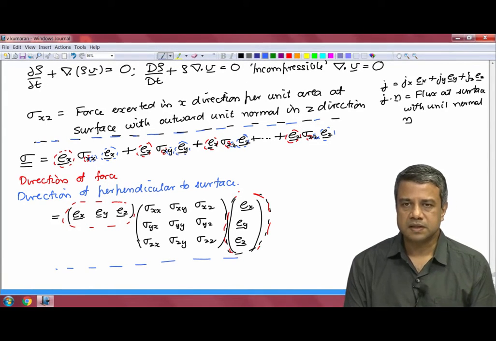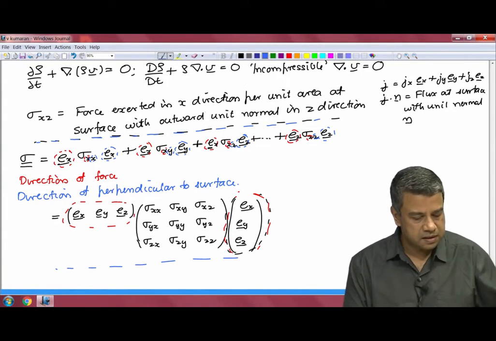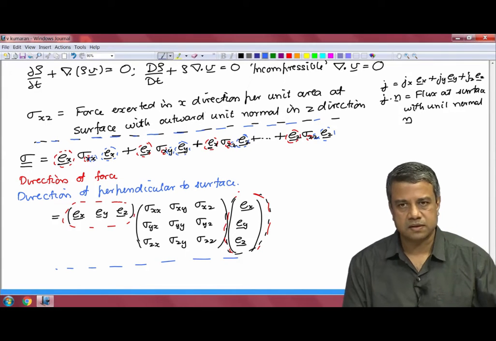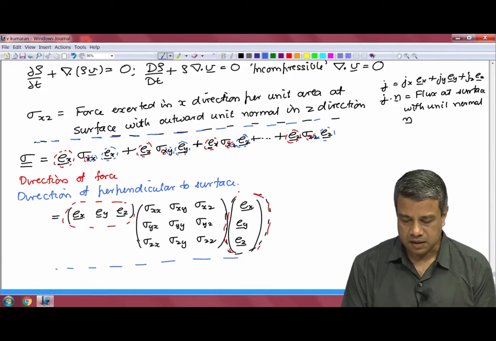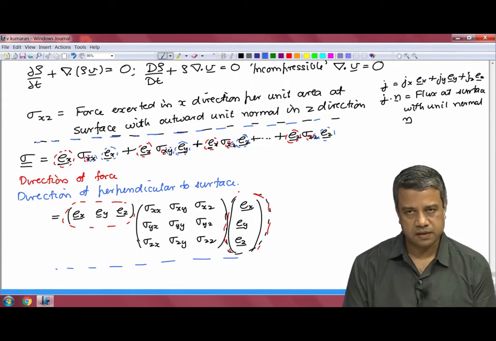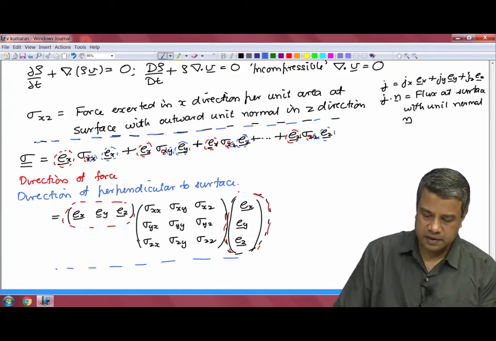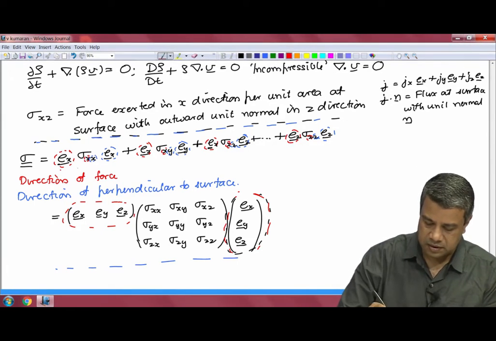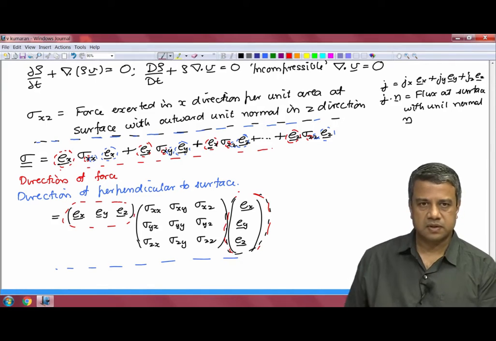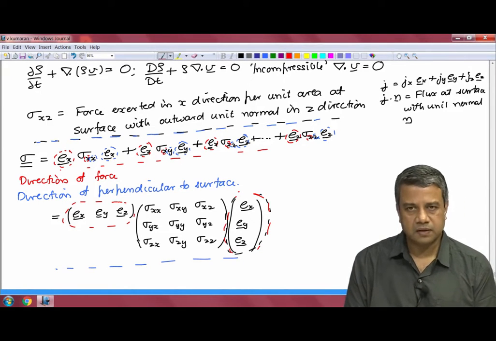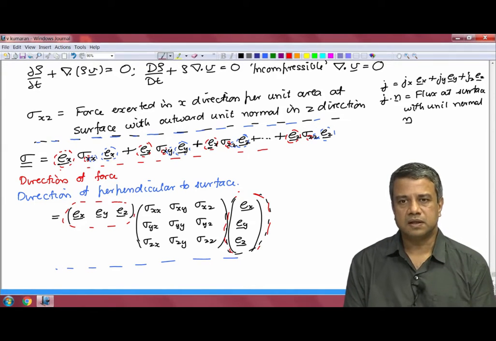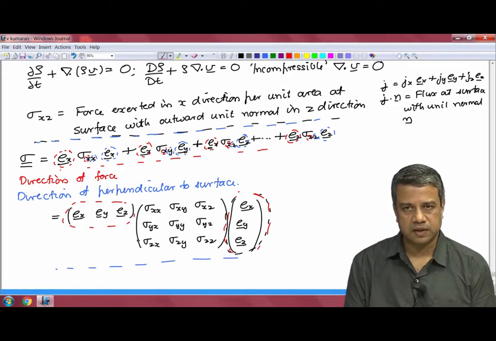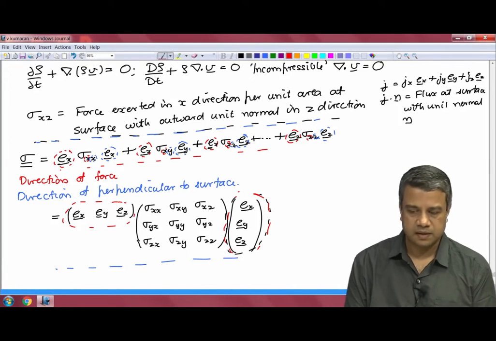So, the stress has two directions associated with it. One is the direction of the force and the second is the direction of the perpendicular to the surface. Therefore, it is a second order tensor. It has two indices and two unit vectors. The first unit vector and the first index, shown here on the left, corresponds to the direction of the force, which is a vector. The second unit vector and the second index corresponds to the direction of the perpendicular to the surface, or the direction of transport, which is shown here in blue. So, it has two fundamental directions associated with it.